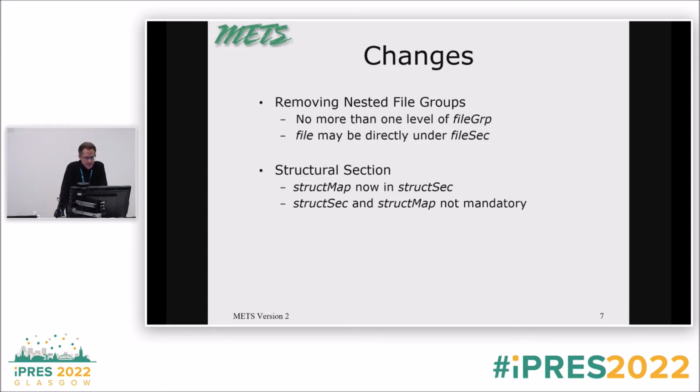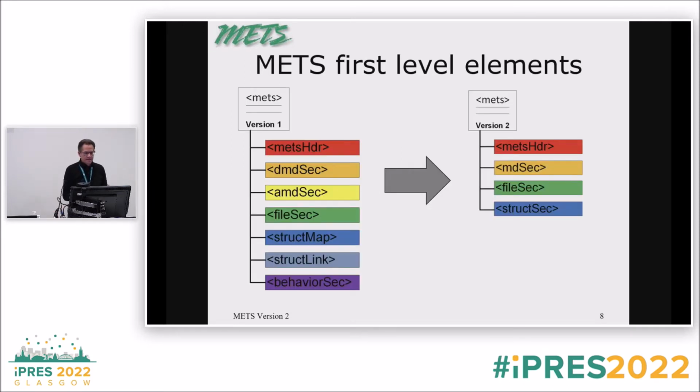For the structural section, we decided that struct map is still, of course, relevant and very important, but it's now in its own structural section to align it to the metadata section and the file section. In the past, struct map was always called in the METS documentation the heart of the document, and this is still not wrong, but it's no longer a mandatory element. In the past, struct map was actually the only mandatory element in METS. We decided there's no real reason to maintain this as mandatory alone. So we said it's the same as any other element. It's not mandatory.